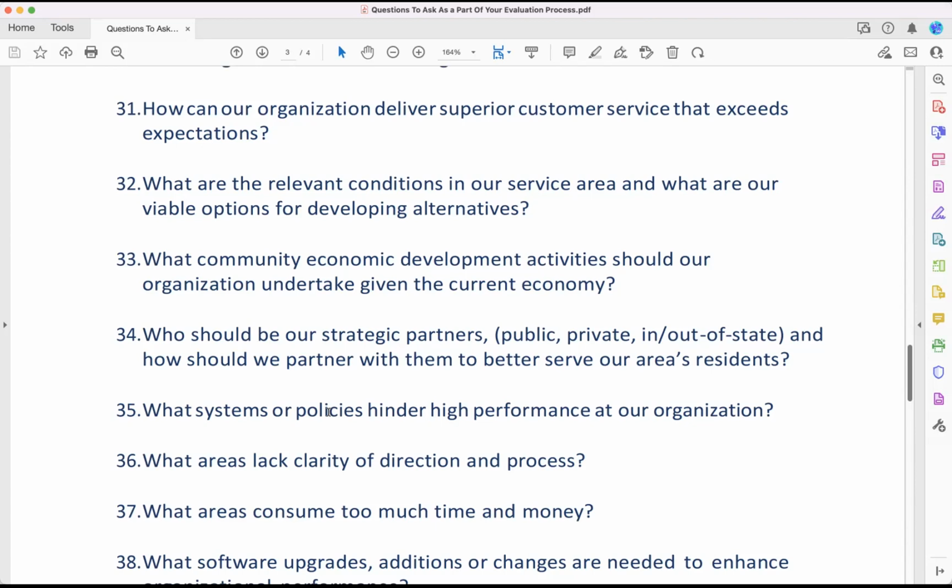Something else that you want to think about is what areas lack clarity of direction and process. So maybe you are looking at your project and you're evaluating it, you're analyzing your data, and you see that you have a summer camp. And part of the summer camp benefit that parents get for enrolling their kids is that you're going to feed them with fresh produce. And you might see, okay, wait a minute.